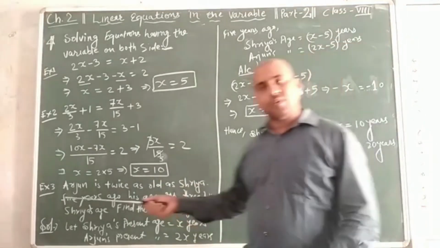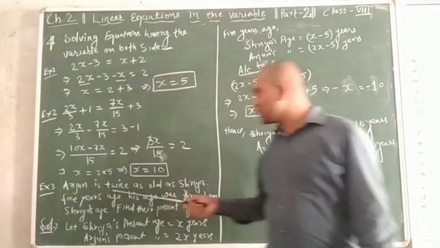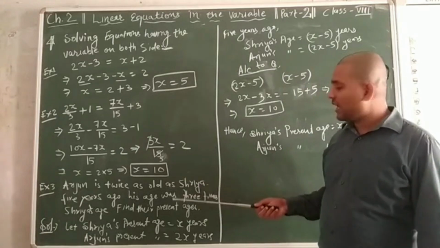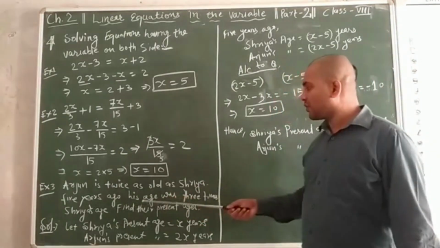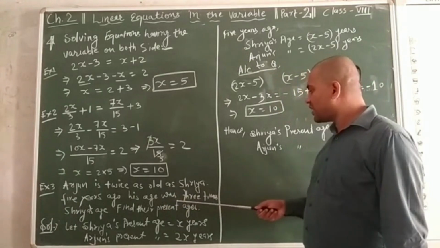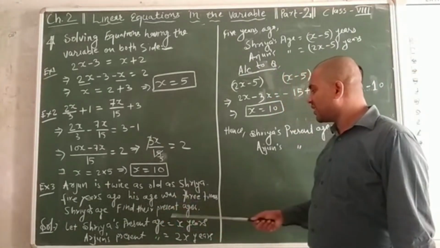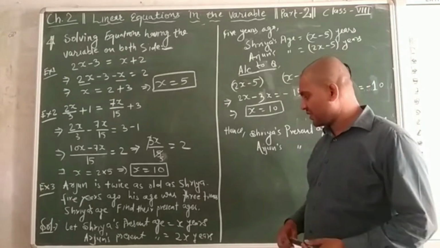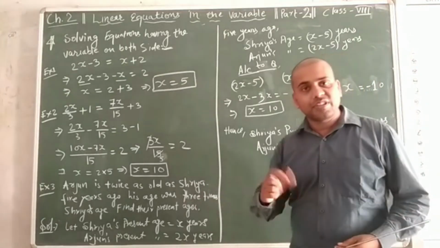Okay. Coming to the next question, that is the next example, example 3. Arjun is twice as old as Shriya. 5 years ago, his age was 3 times Shriya's age. Find their present ages. Dear students, for this question you have to see grammatically also.